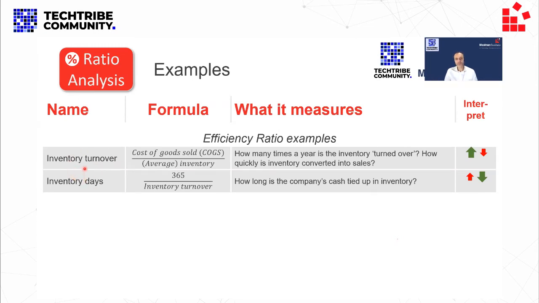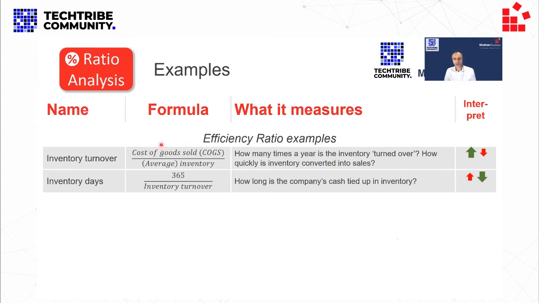So these are two of the measures that look at inventory. The one is called inventory turnover. The second one is called inventory days. And inventory turnover really answers the question, how many times a year is the inventory turned over? In other words, how quickly is inventory converted into sales? And we will look at an example just now of calculating. And in fact, it's an exercise that I want you to do.